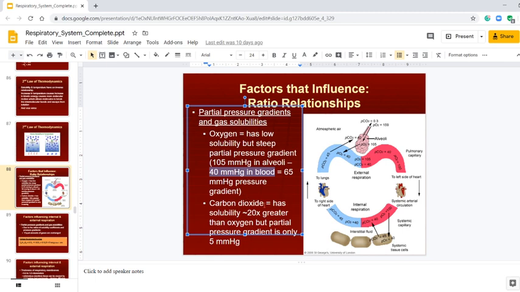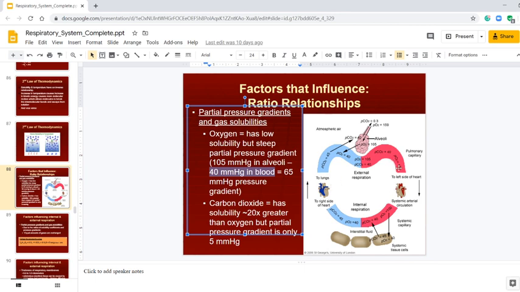Okay, carbon dioxide has a solubility 20 times greater than oxygen, but the partial pressure gradient is only 5 millimeters of mercury, right? So here we just see that this carbon dioxide is readily soluble, but the pressure is less. And so what you're going to see is, as this moves through, you're going to see this switch here. So we're only going to have an exchange of 5 millimeters of mercury. So we're going to have carbon dioxide that floats around at 40, and then this oxygen is going to be at 105 as it travels through.